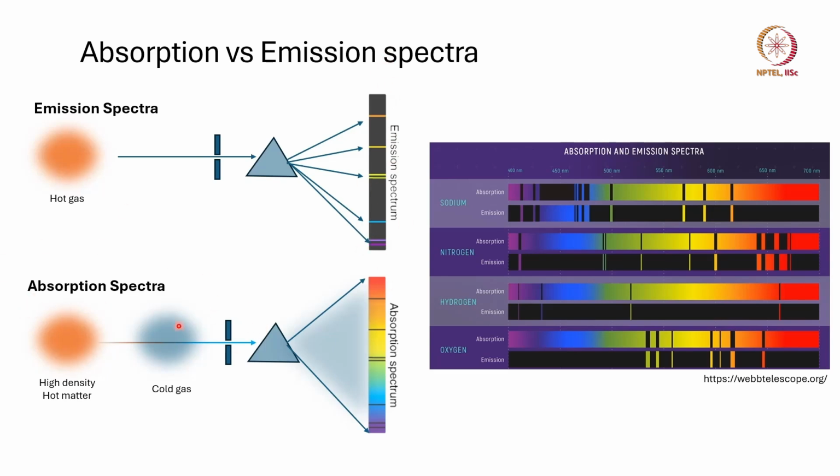Now coming to absorption spectrum. In absorption spectrum, when a high density hot matter such as a star emits a radiation, that radiation contains all the spectrum, all the wavelengths. However, when that emitted light is allowed to pass through a gas cloud, then the molecules in the gas cloud absorb some energy from that light.